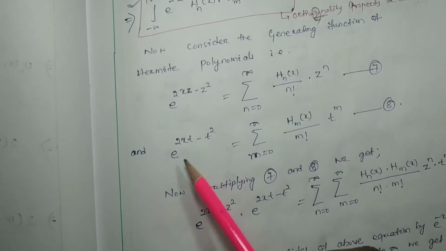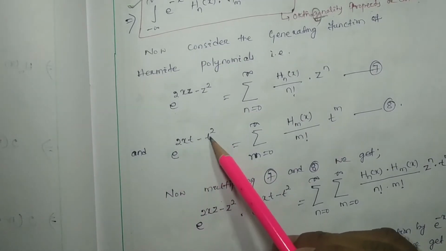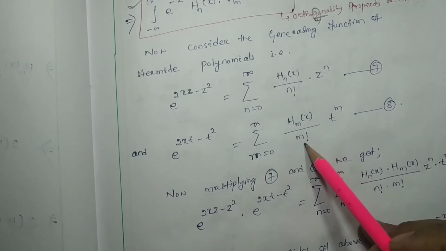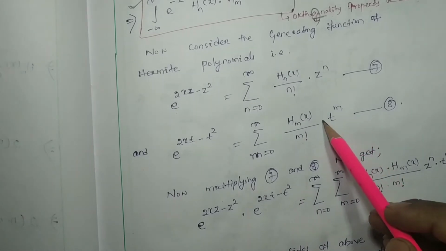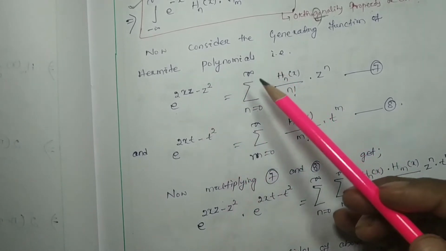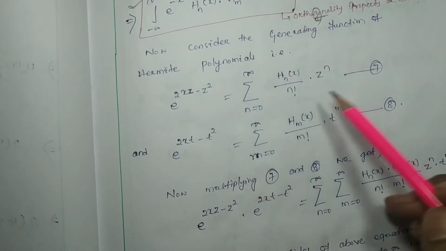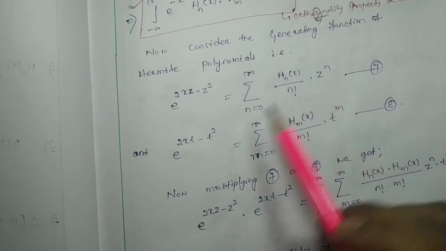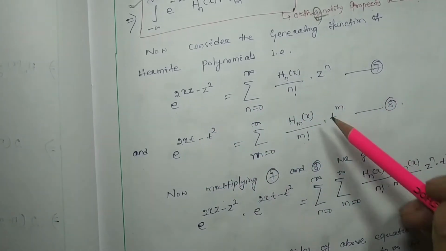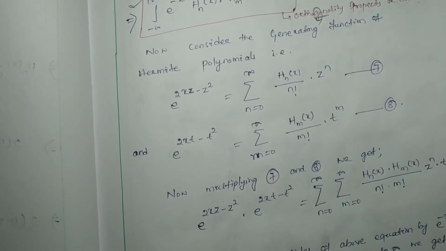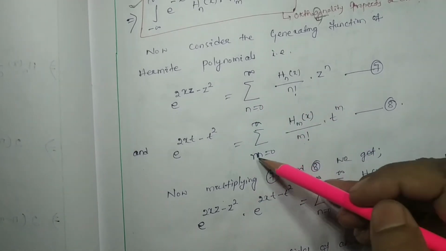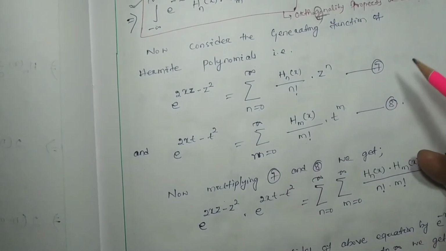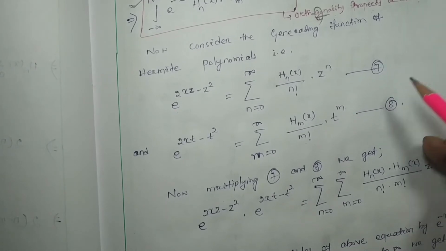And also we can write e to the power 2xt minus t square is equal to summation over m equal to 0 to infinity Hm(x) by m factorial into t to the power m. Here z can be written by any symbol and n can be taken as m. So for z, this will be this one, for t, this is your equation number 8 in the two forms. Here n varies from 0 to infinity, and here m varies from 0 to infinity. So we found two equations, 7 and 8.